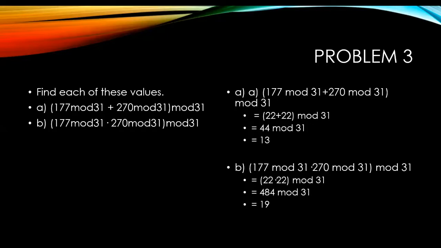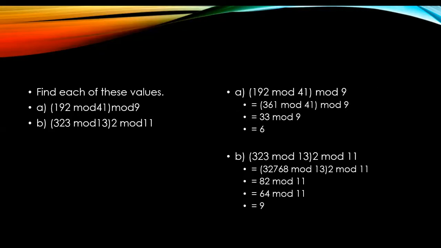Okay, so now let's move on with problem number 4. Find each of the values. Basically we're just going to evaluate it. So 192 mod 41 mod 9, 323 mod 13, 2 mod 11. By the way, this 2 is squared, not times 2. It should be squared. So again, this expression is squared.